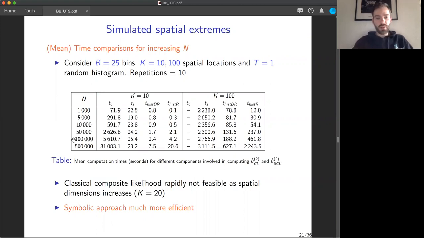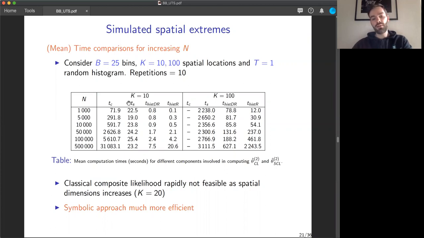So what you can see on the left part of the table is that when I make n go large, the time to compute, so TC is the time to compute for the classical case, the time to maximize the likelihood. If we have 1,000 observations, it takes 71 seconds, but if you have a large number of observations, you get to 31,000.